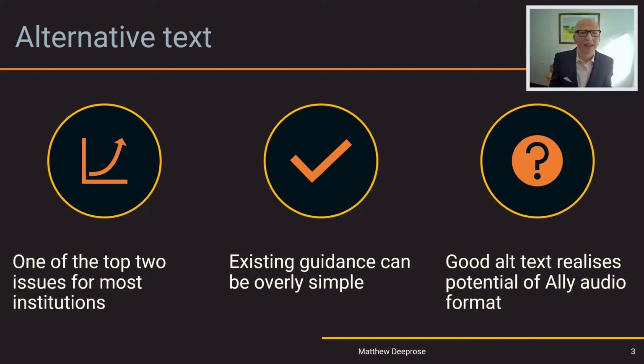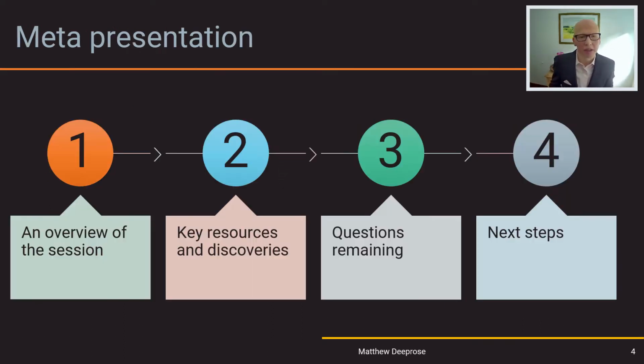Now, if you look at your Ally institutional report, missing alternative text is probably one of your top 2 issues along with colour contrast. But when you search for guidance online, it tends to be overly simplistic and quite repetitive, often with facile examples that don't account for the content or the context of the images that our academic staff may use. And of course, you really need good alternative text to realise the benefits of Ally's audio format.